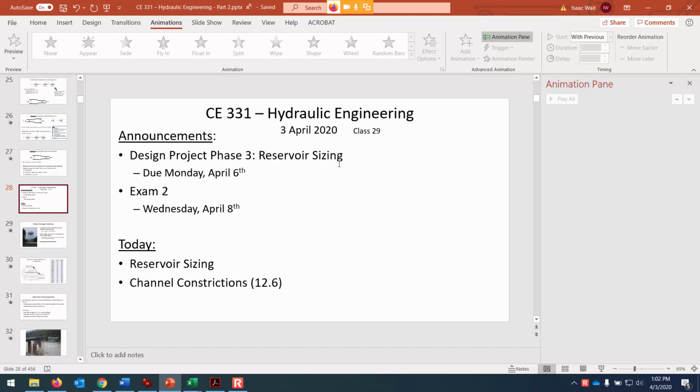We'll begin with a brief announcement that the next phase of your design project is due on Monday, and the first thing we'll do in today's class is go over a demonstration on how you can size the reservoir that you need for your project.